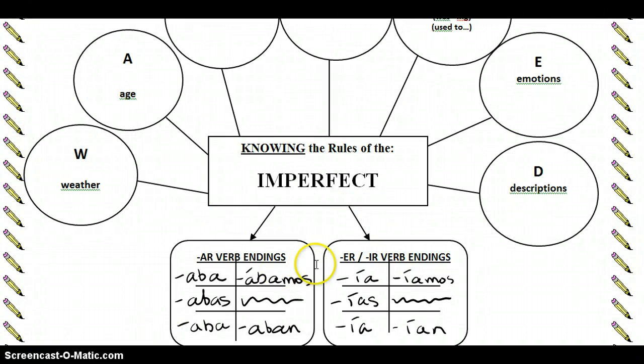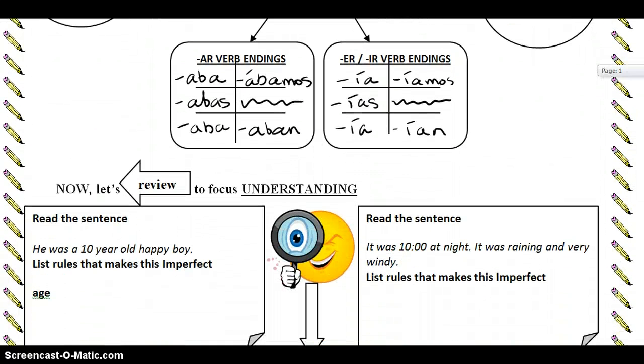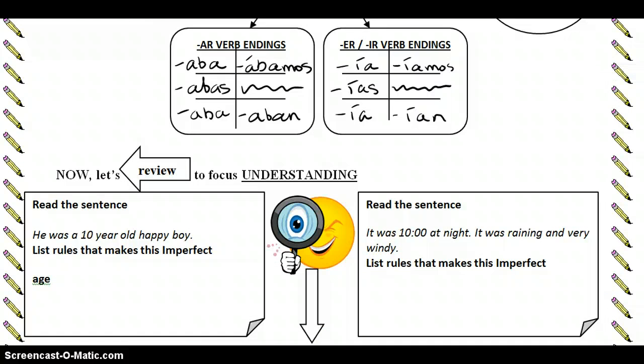All right, we're now going to go below, and we're going to review just a little so we can fully understand what's going on. First, read the sentence. He was a 10-year-old happy boy. What are the rules from the WATCHED acronym up above that make this the imperfect tense? And I've given you one. The first one is age, because we've said he was 10. And go ahead and look for another one, because at the very end it says he's a happy boy.